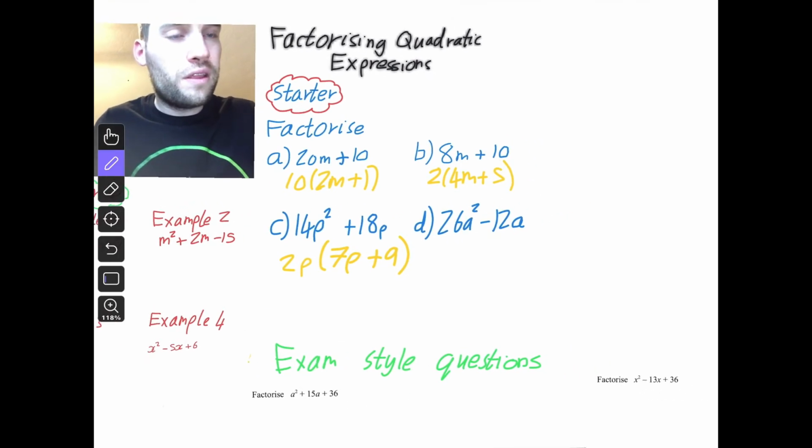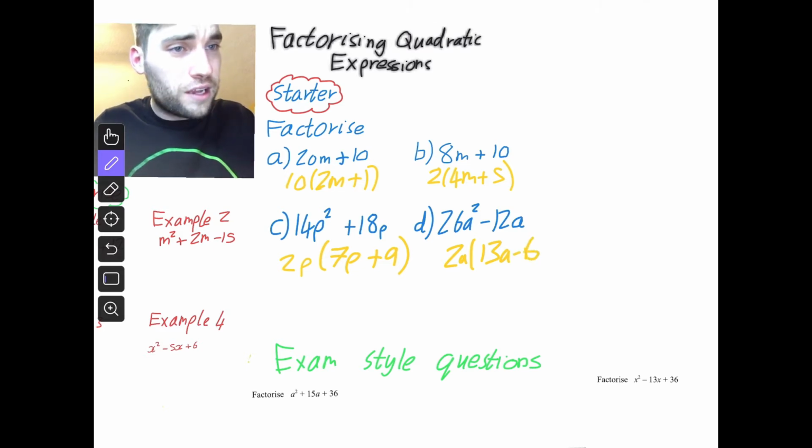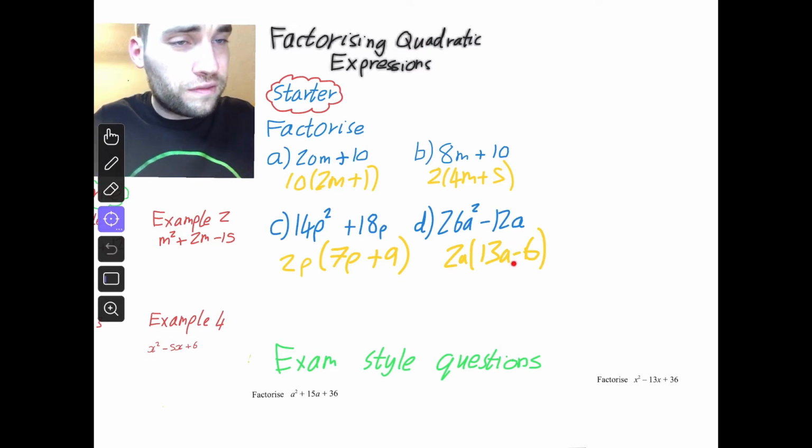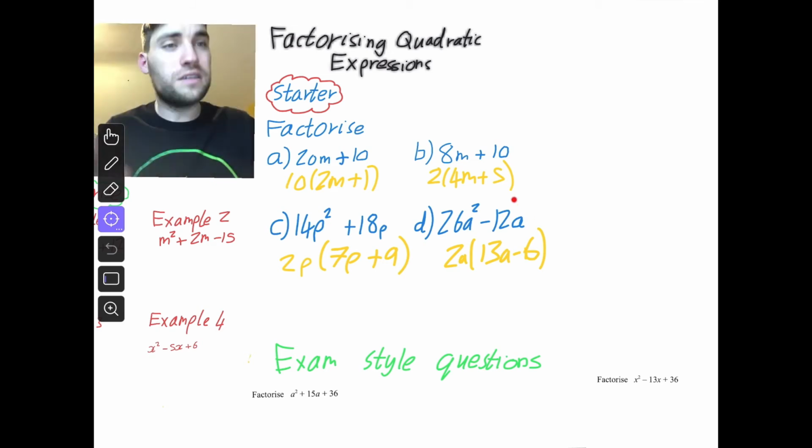Right, and the next one, the biggest number that goes into 26 and 12 is 2 again. It's not always 2, just to clarify, it can change. And they both share a term of A, so let's put that on the outside. How many 2s in 26? That is 13. And then an A. How many 2s in 12? That is 6. I almost put a plus then. Because it is a minus, be really careful because there's a negative there. So make sure you put a negative there. So 2A multiplied by 13A is 26A squared. Then 2A multiplied by minus 6, be careful, negatives, is minus 12.